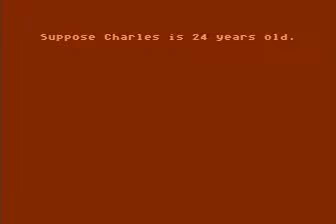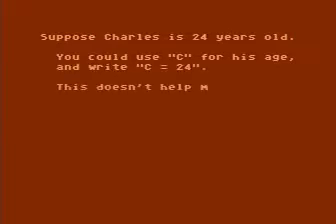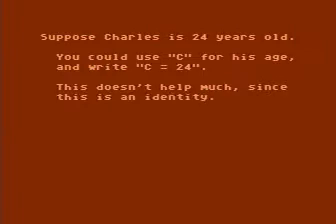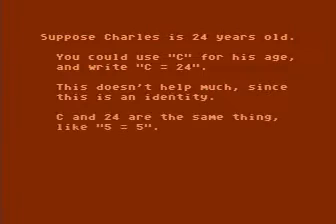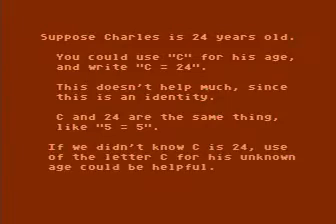Suppose your cousin Charles is 24 years old. You could use the letter C for his age and write C equals 24. This doesn't help us very much, since this is an identity. C and 24 are the same thing, like 5 equals 5. But if we didn't know that C is 24, the use of the letter C for his unknown age could be helpful. We'll show you why.